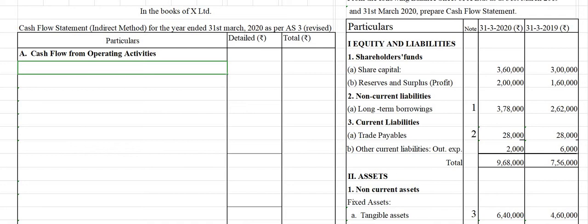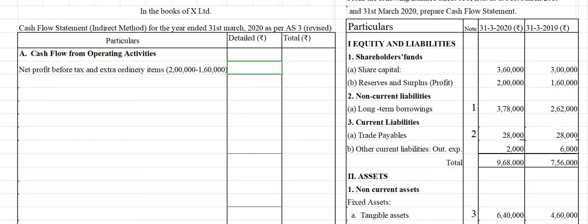In that we have to write the net profit before tax and extraordinary items. In this question it need not be calculated, it is directly given, as we have said. So net profit before tax and extraordinary items is 2 lakh minus 1,60,000. How much? 40,000 is the amount that is written there.